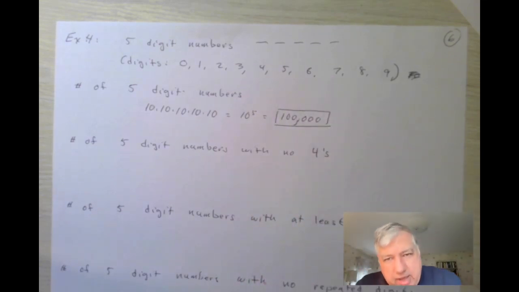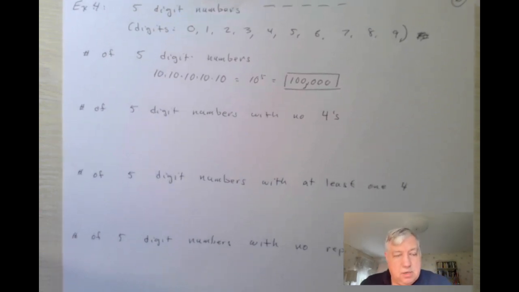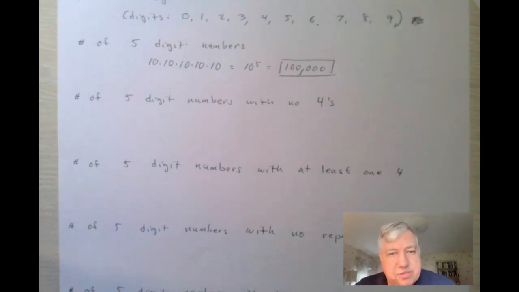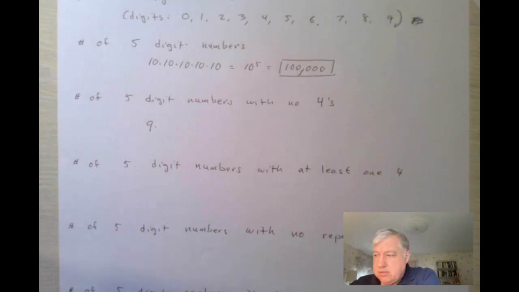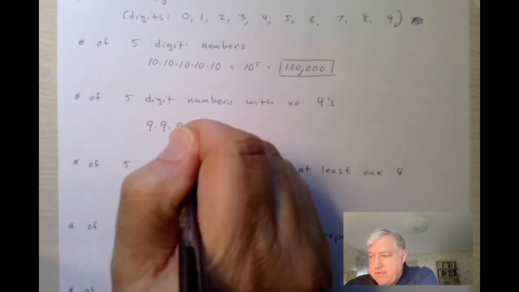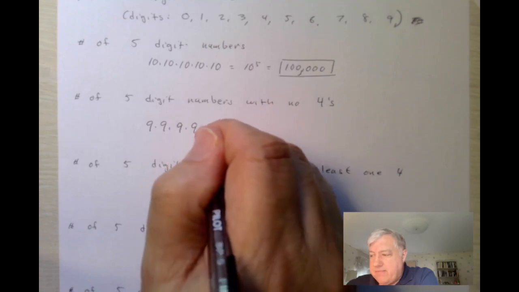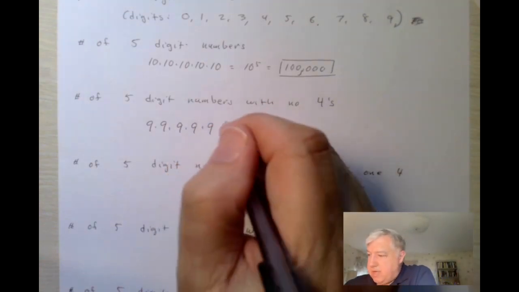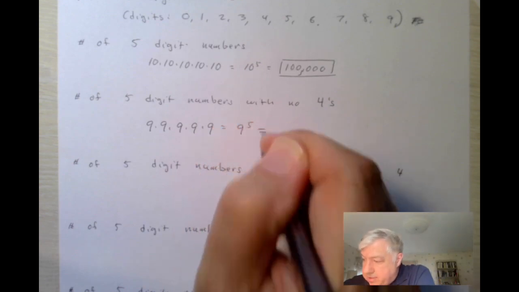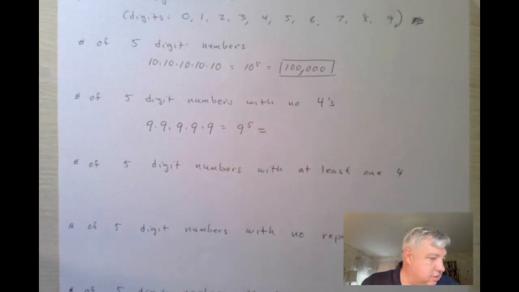Now, let's see what happens if we add some qualifications. Let's say we wanted to count the number of 5-digit numbers with no 4s. Well, if no 4s are allowed and everything else is allowed, then there are 9 choices for the first digit, 9 for the second, 9 for the third, 9 for the fourth, 9 for the fifth, right? Because we can have any digit except 4. So this would be 9 to the 5th, which turns out to be 59,049.